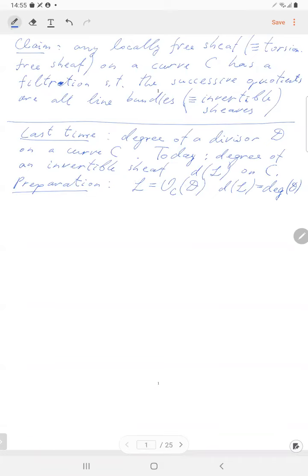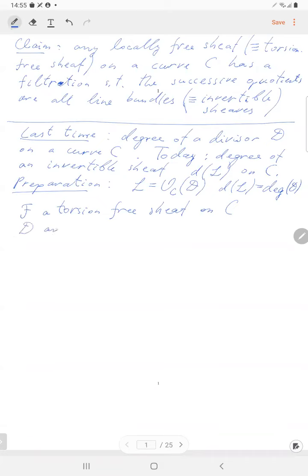Okay, let's start going in this direction, and so let's take any sheaf F, torsion-free sheaf, on C. Let's take any effective divisor.